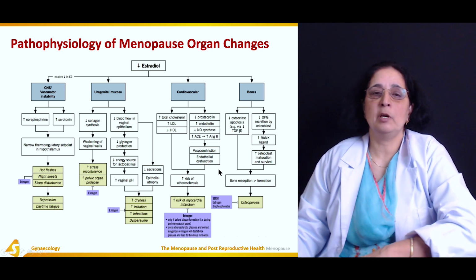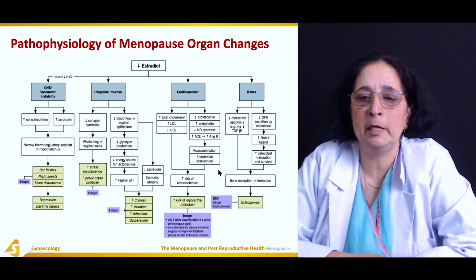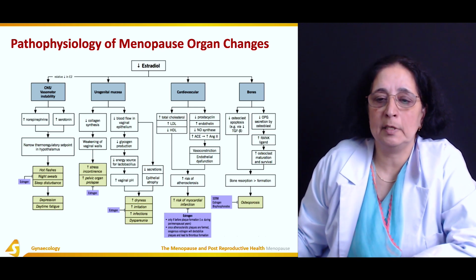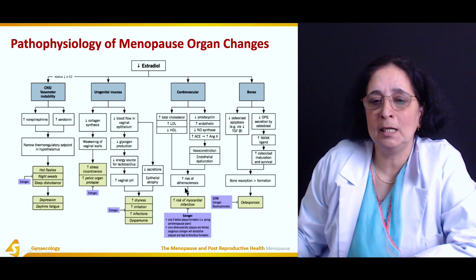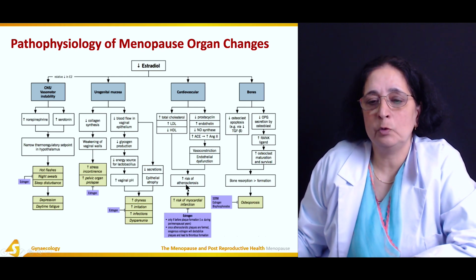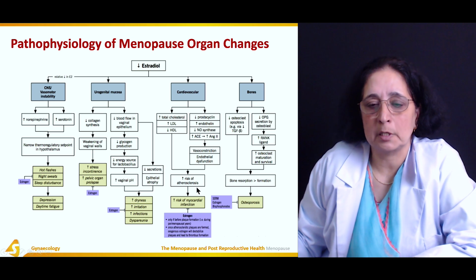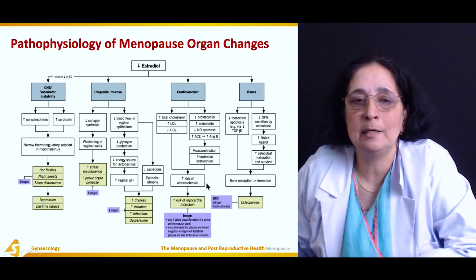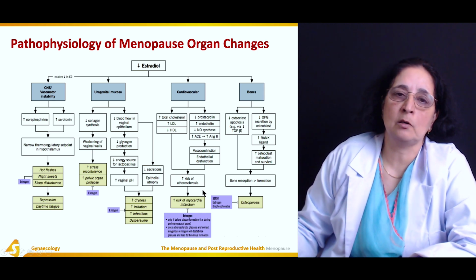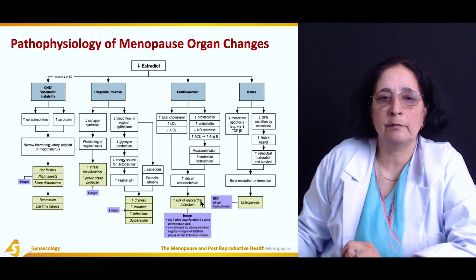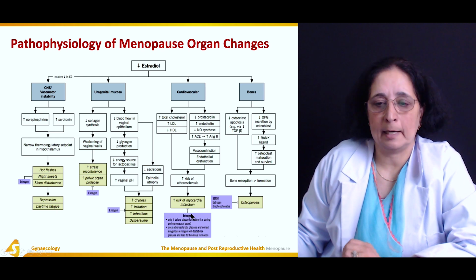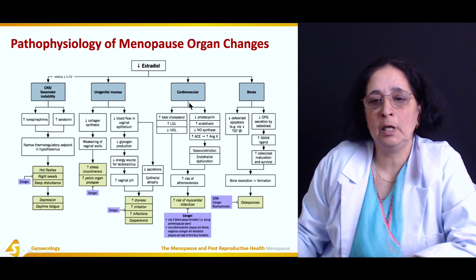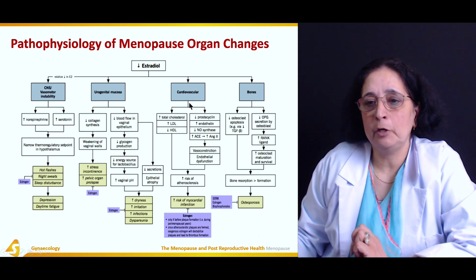And when there is narrowing of the blood vessel or an increased level of cholesterol, usually what happens is there is deposition of fat in the blood vessels, which leads to atherosclerosis. So all these changes lead to an increased risk of myocardial infarction, or heart attack. So these are the main changes in the heart after the menopause.